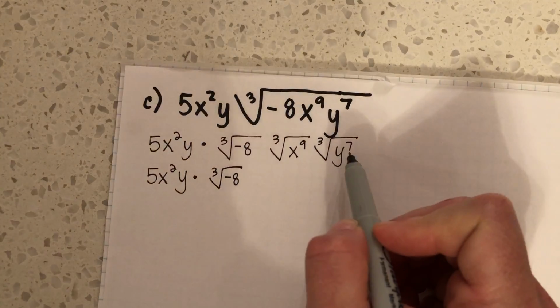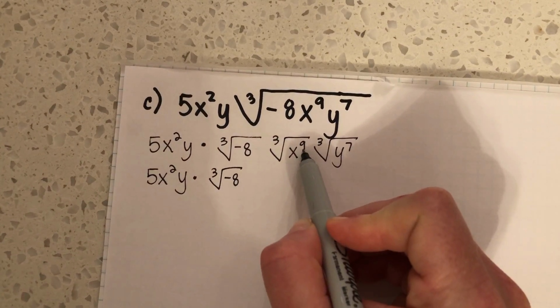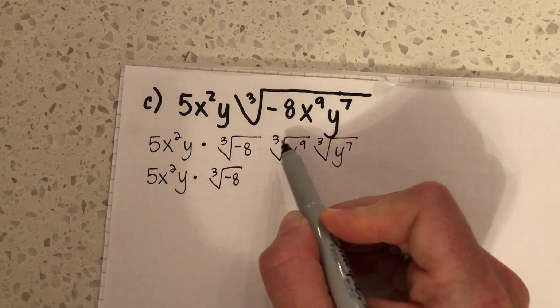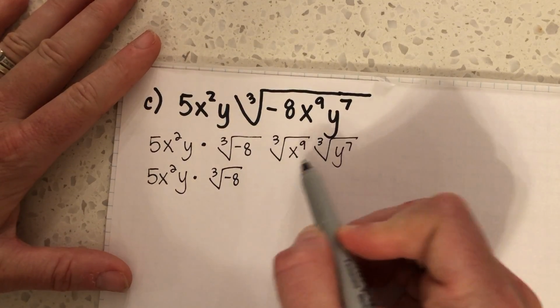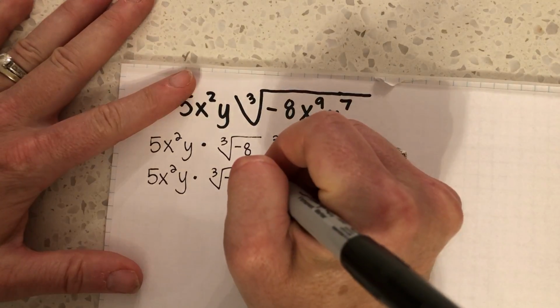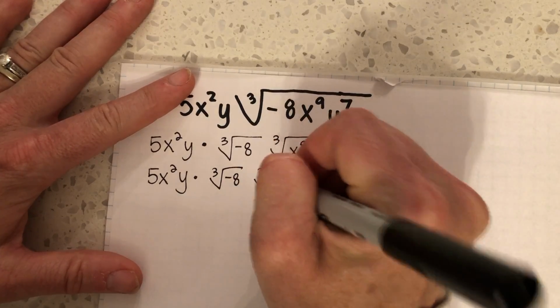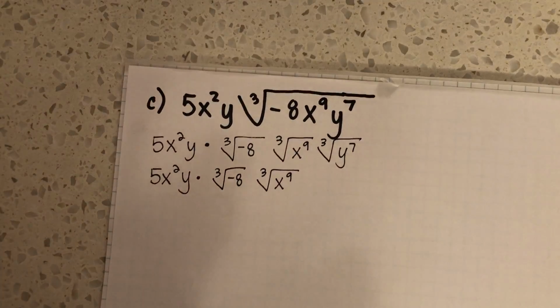All right, let's see if we can break up any of these guys. Does 9 divide by 3? Yes, which means you do not have to split this up into other x's. You're going to be able to take the third root of x to the 9th just the way it is. I'm just going to wait to the next step.